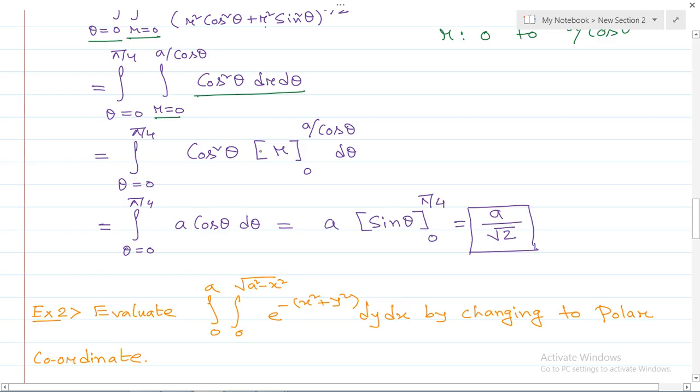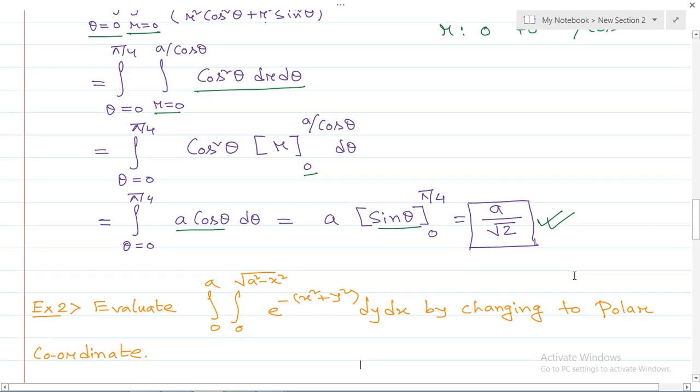The integration of dr is r from 0 to a upon cos theta, which comes as a by cos theta into cos square theta. After simplifying we get the value a cos theta only. So a will be outside, the integration of cos theta is sin theta, and substituting the limits 0 to pi by 4, the answer comes as a by root 2. So this is the way you have to convert from Cartesian to polar and then perform the integration.